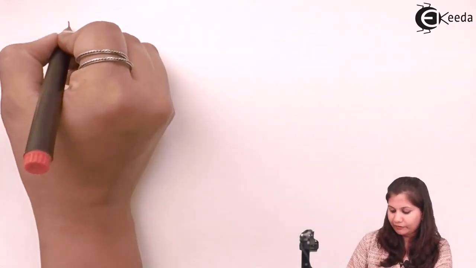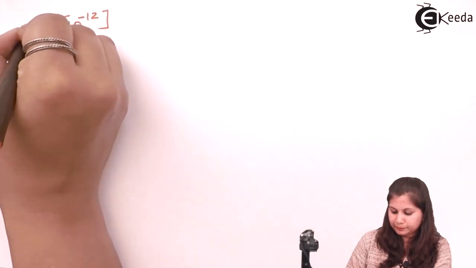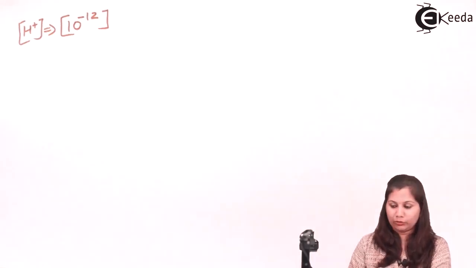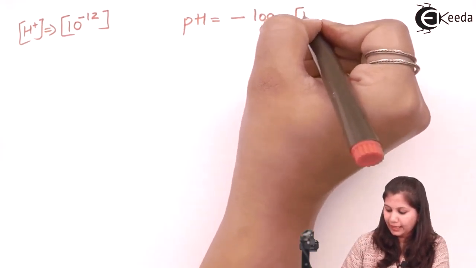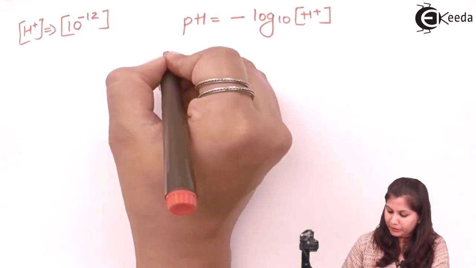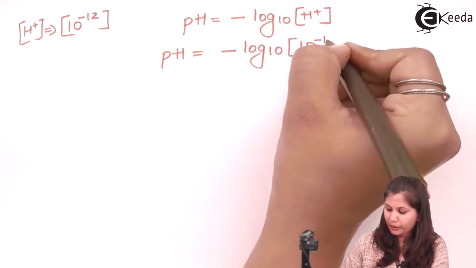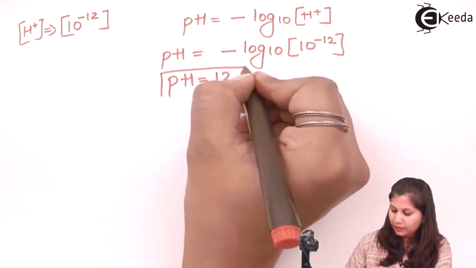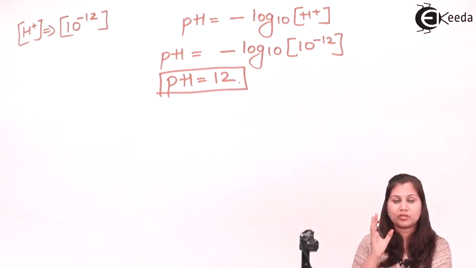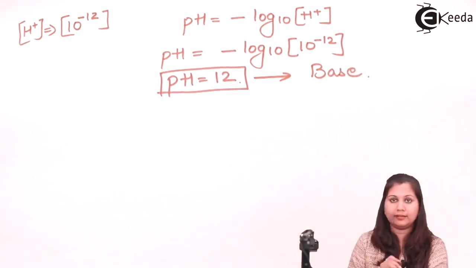Suppose that a solution has the hydrogen ion concentration as 10 raised to the power minus 12. So if we want to find its pH, then pH is equal to negative log to the base 10 of the hydrogen ion concentration. So here pH is equal to minus log to the base 10 of 10 raised to the power minus 12. So pH is coming out to be 12. Now if we see the pH scale, if the pH is greater than 7, then this solution is a base. So with the help of this pH value, we can find out that this solution is a base.